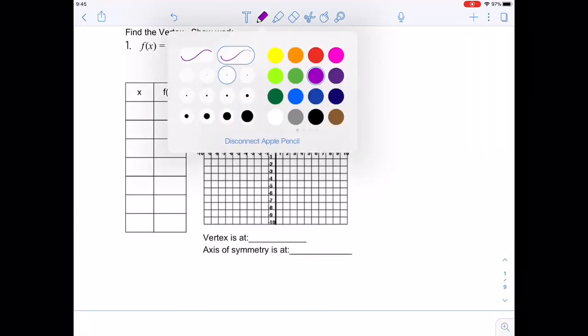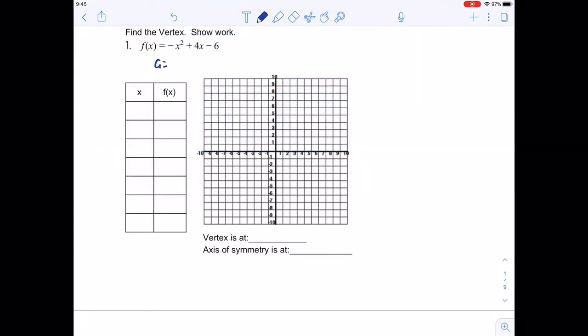So same thing again. So A equals negative 1. B is 4. C is negative 6. So just identify what the A, B, and C are. Then we use x equals negative B over 2A.